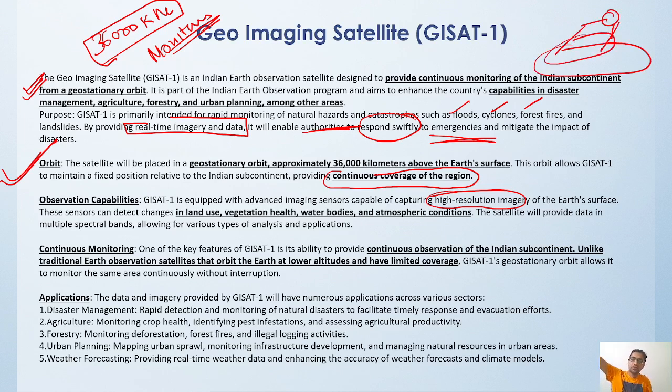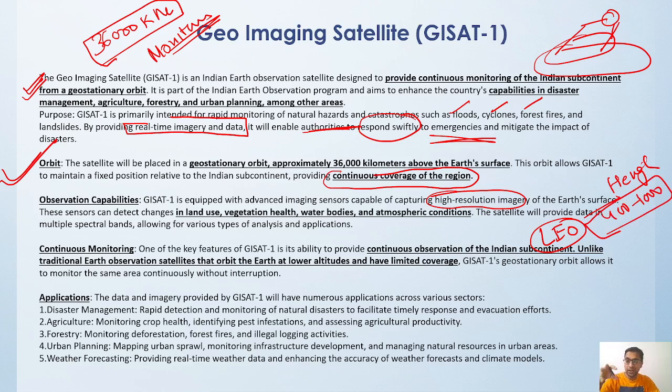So from 36,000 kilometers you are keeping an eye on India, so it will be observing each and everything over there. Continuous monitoring of the Indian subcontinent will be happening. Some satellites are in low Earth orbit, and because of their very low height, from 400 to 1000 kilometers, they are not able to properly map the whole Earth, so they have limited coverage.